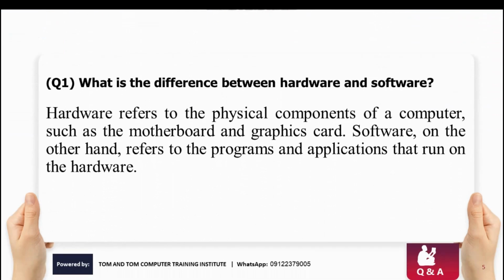1. What is the difference between hardware and software? Hardware refers to the physical components of a computer, such as the motherboard and the graphic card. Software, on the other hand, refers to the programs and applications that run on the hardware.